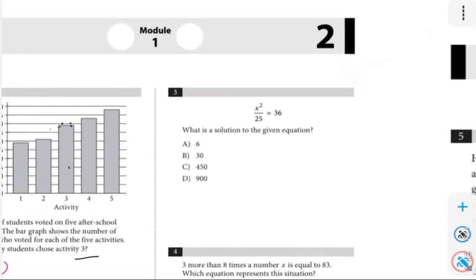The question reads that x squared upon 25 is equal to 36. Then we have to find the solution, which is the value of x. We can solve that by multiplying 25 on both sides. Sorry, I said dividing earlier. If I multiply 25 on both sides, this 25 and this 25 will cancel, and multiplying 36 by 25, we get 900.